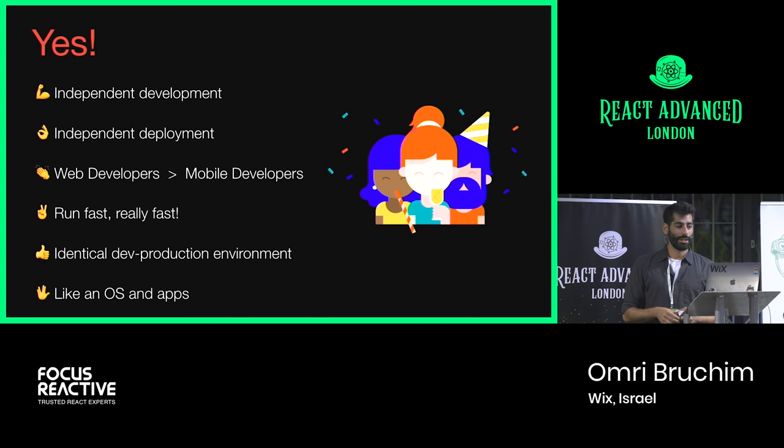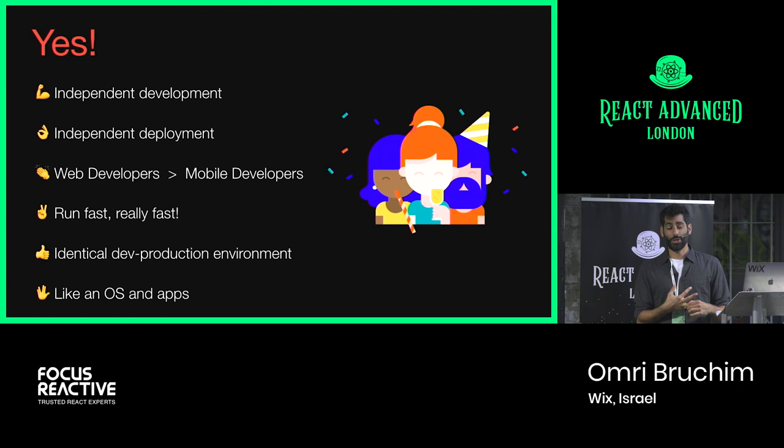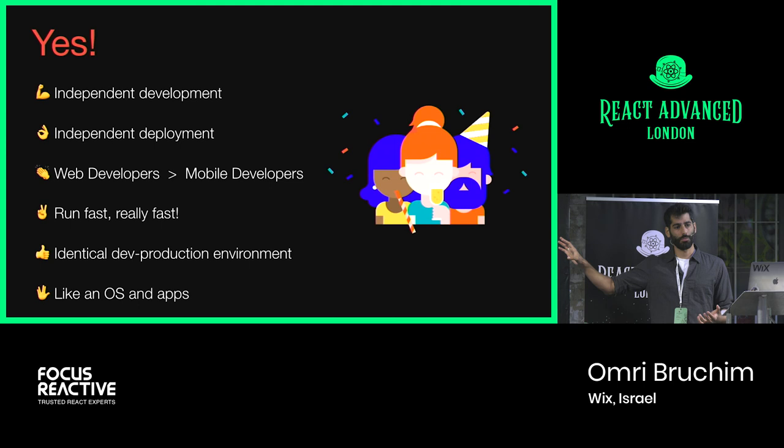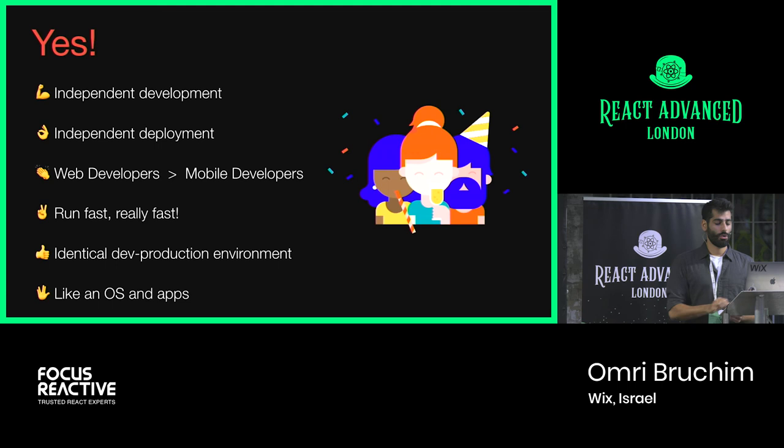We got independent development. Each one does it separately from the others. We actually have many more web developers than mobile developers, and they can use their own expertise to create their features. We run fast, as I said, we have the ability to release a version to production every day, twice a day. There is no problem with no dependency on anyone, and an identical dev and production environment, just because we put the APK and the app in an outside project, and the modules take it and open the same application, like an OS on an app.